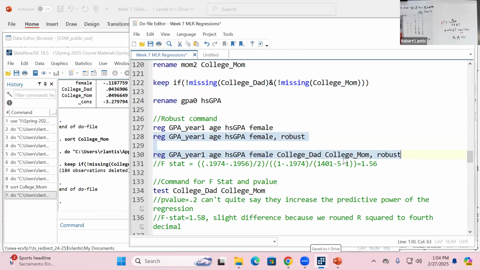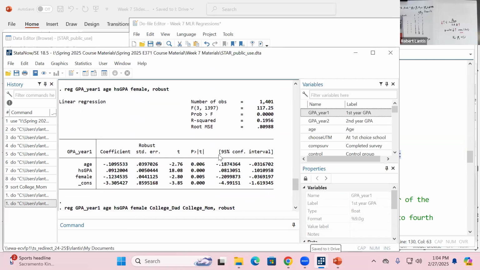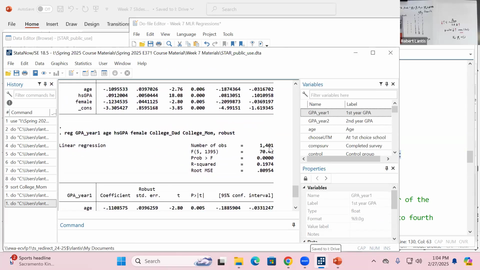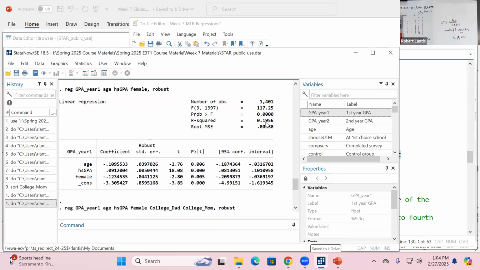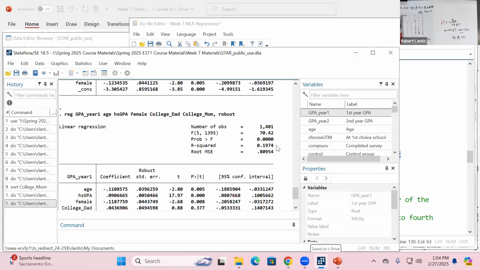What should happen to my R squared when I include these additional variables? It should go up, right? And I should have a positive F statistic. So sure enough, now I've got the same sample size. That's a good indicator I'm using the same data set, the same observations. What happened to my R squared? Well, it's now 0.1956 to 0.1974. So it did go up a little bit by including these additional variables.